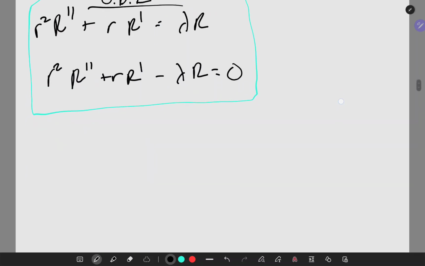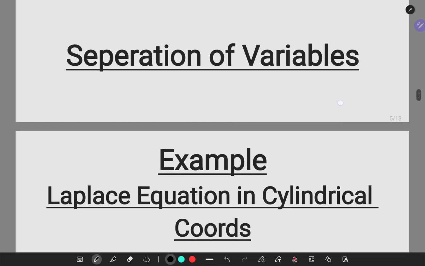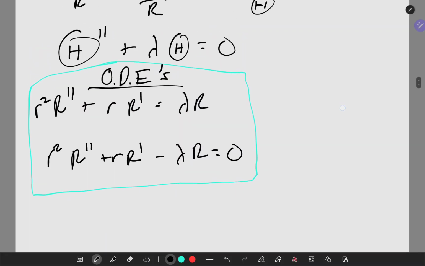And in the next video, we're going to look at cylindrical coordinates. All right.